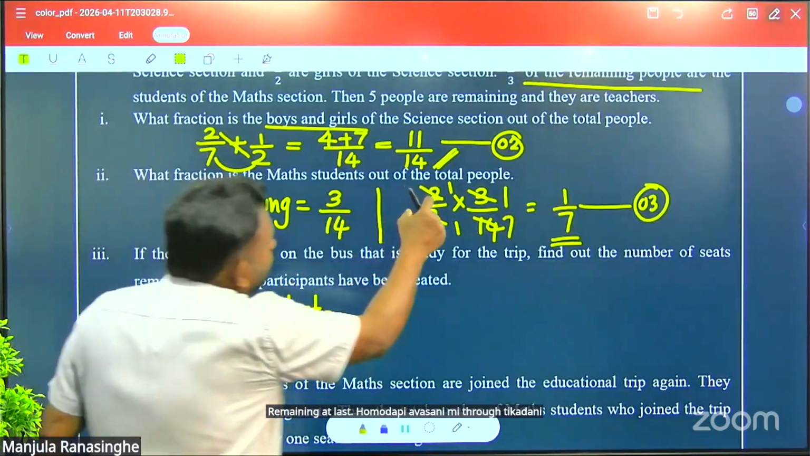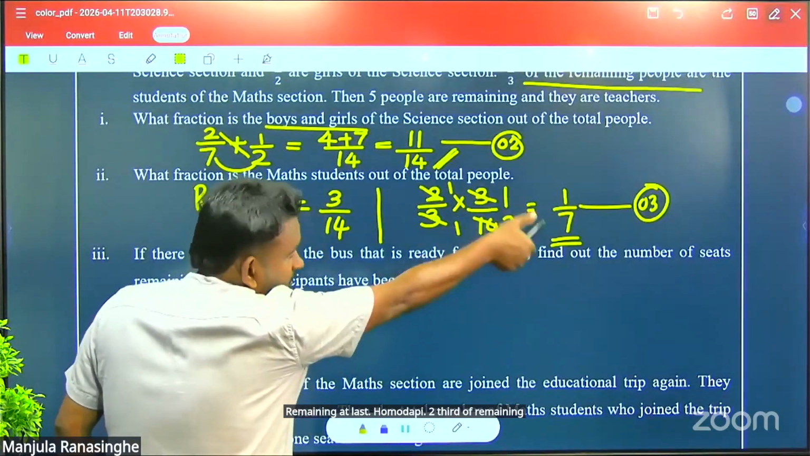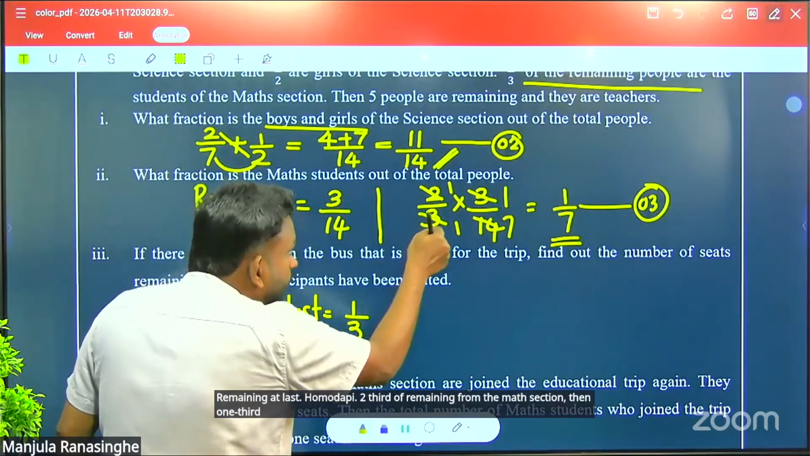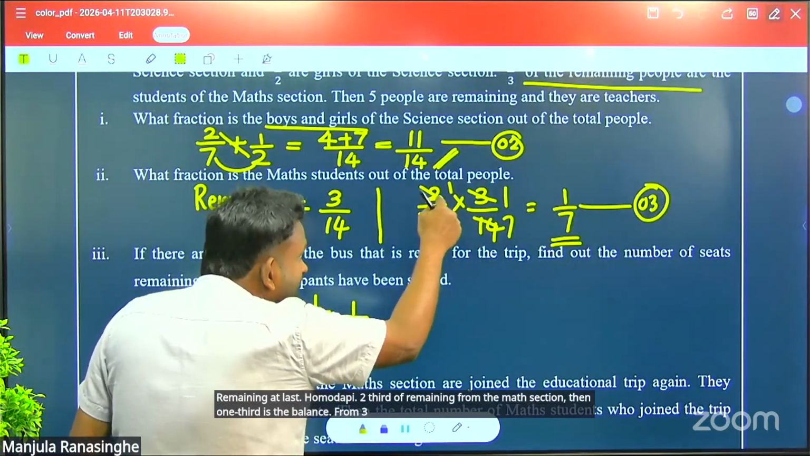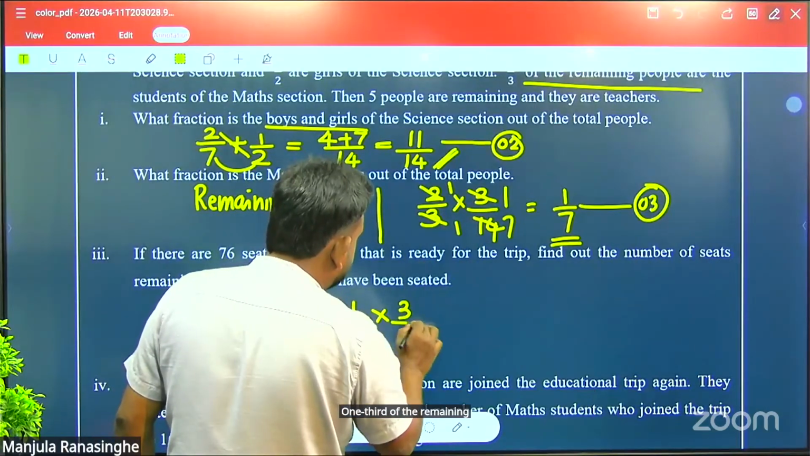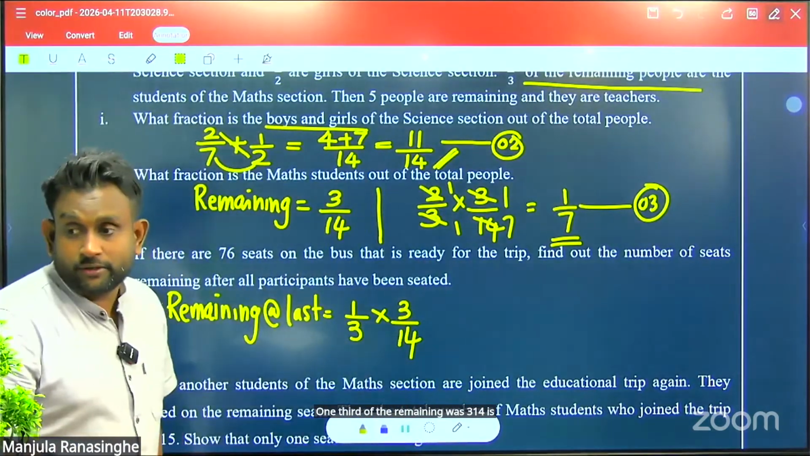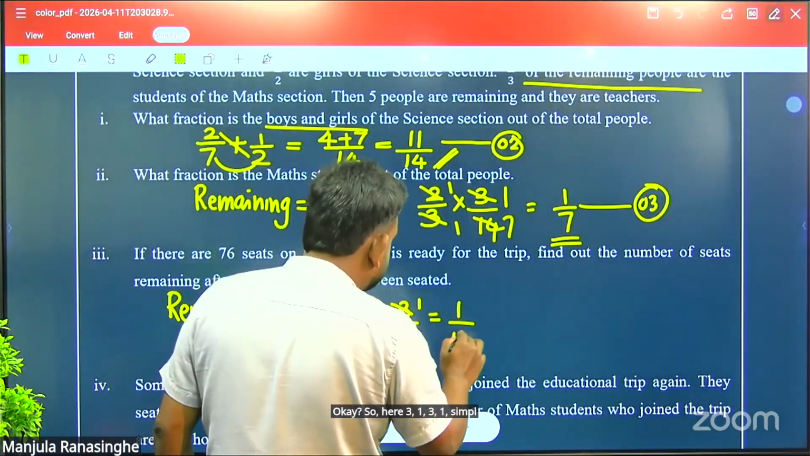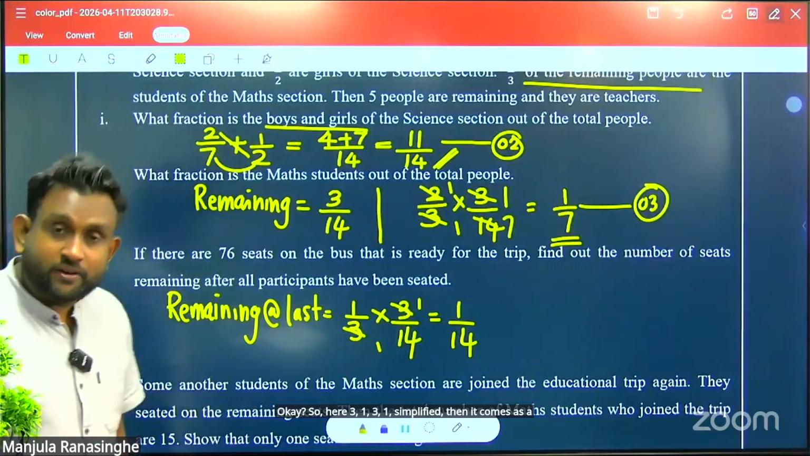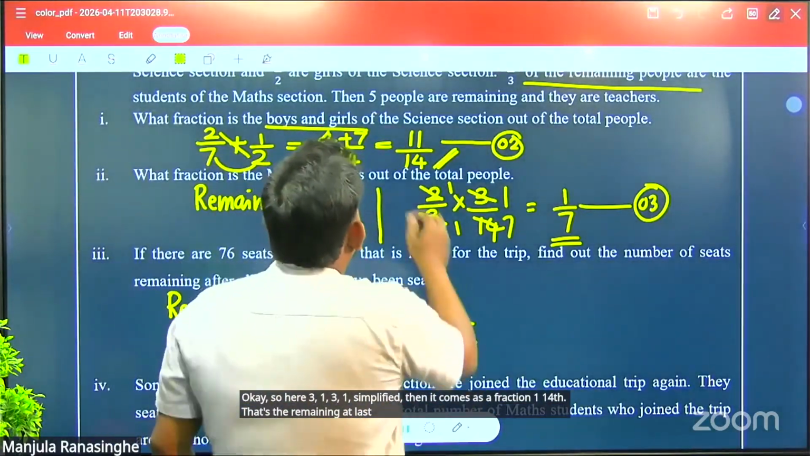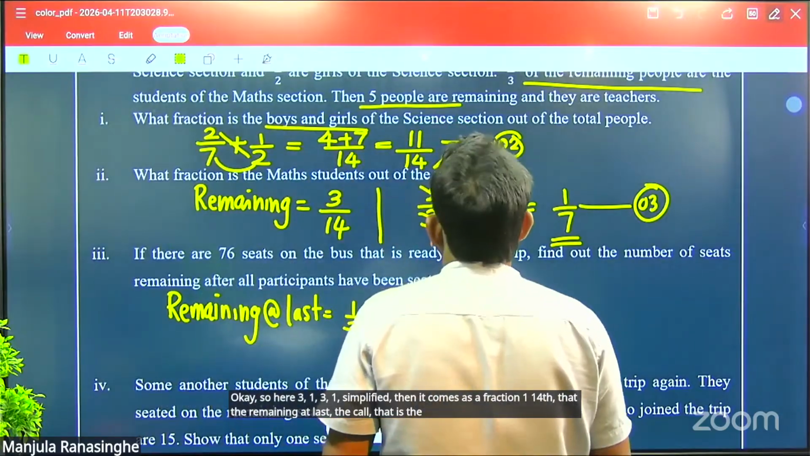Think here: 2/3 of the remaining is from the math section, then 1/3 is the balance from 2 parts of the remaining. Then I take 1/3 of the remaining, which was 3/14, as the remaining at last. So here 3 and 3 simplified, then it comes as the fraction 1/14. That's the remaining at last. That is the 5 people that are the teachers, right?